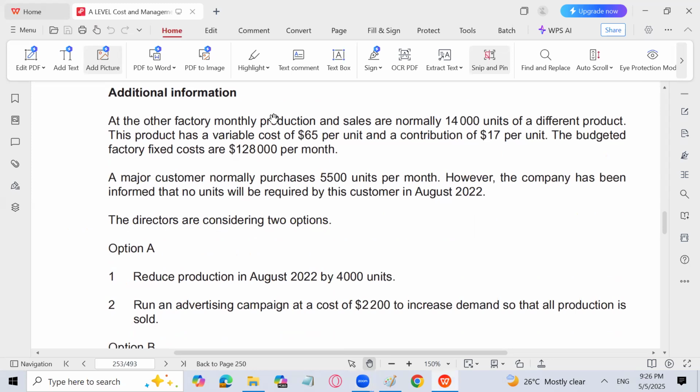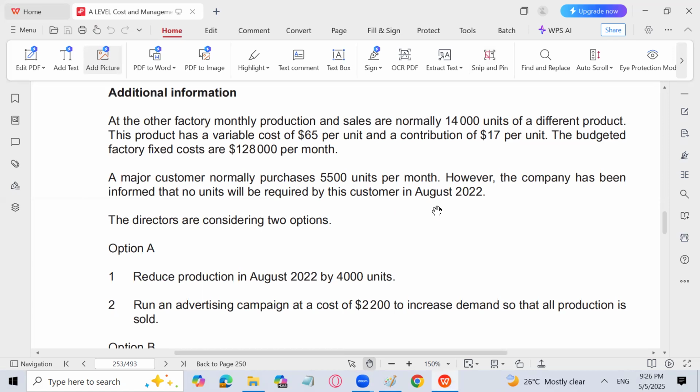At the other factory, monthly production and sales are normally 14,000 units of a different product. This product has a variable cost of 65 per unit and a contribution of 17. So you can find the selling price by adding 65 plus 17, which is 82. The budgeted factory fixed costs are 128,000 per month. A major customer normally purchases 5,500 units per month. However, the company has been informed that no units will be required by this customer in August 2022.